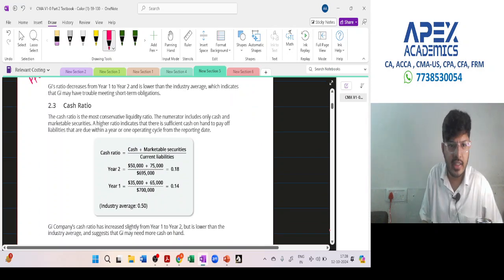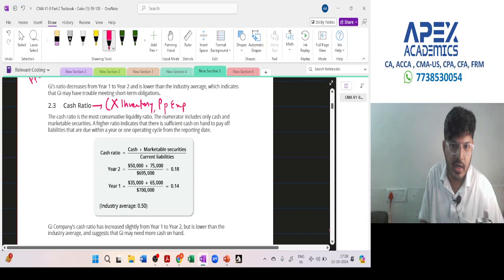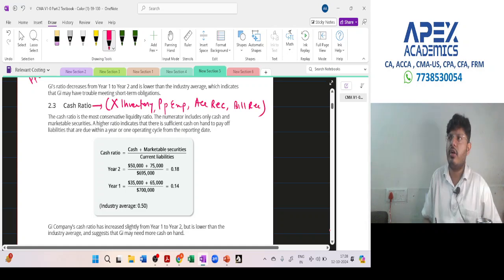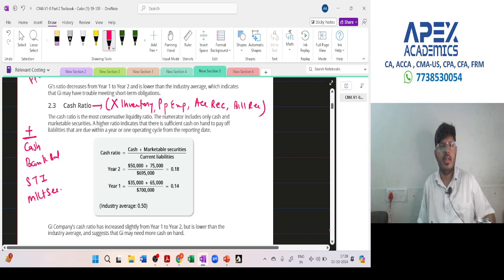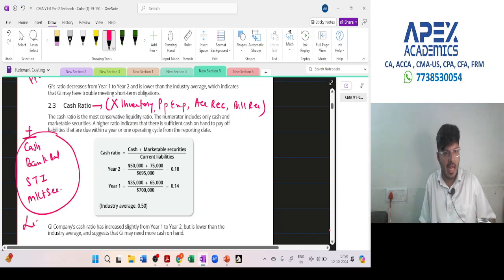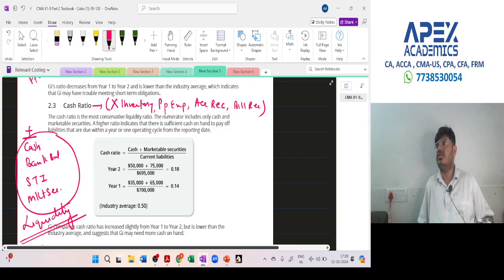Absolute cash ratio. In this, what do we not include? Inventory is not included. Prepaid expenses are not included. Accounts receivable is not included. Bills receivable is not included. So, what will we include? We will include cash, bank balance, short term investment and marketable securities. This is the actual liquidity of the company at any point in time, this much cash is lying with you. Are you understanding? Does this have the ability to repay the current liabilities, you are asking.